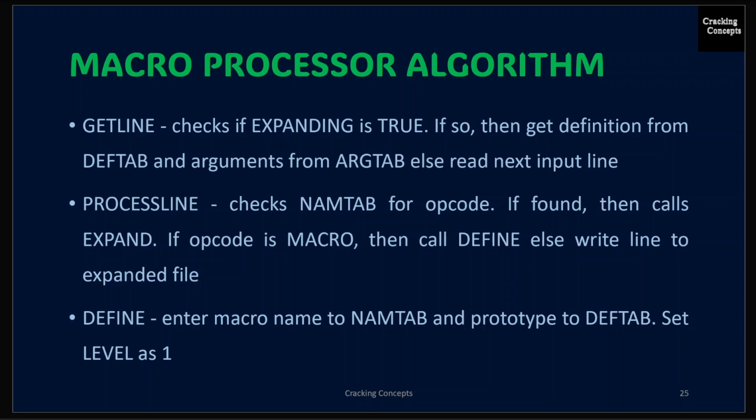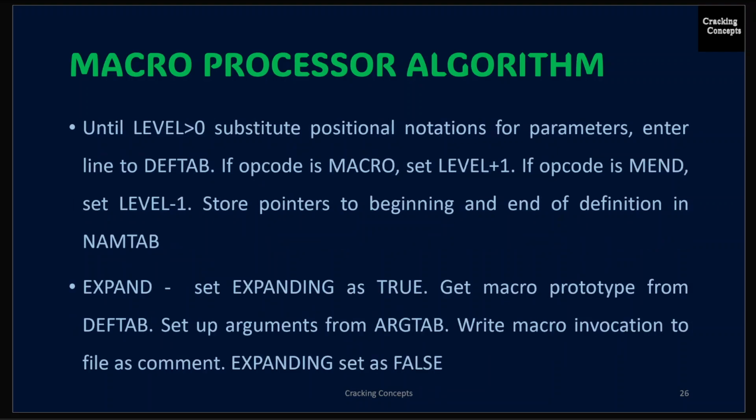Next procedure is process line, which checks the num tab for opcode. If the opcode is found, then it calls the expand procedure. Now, if the opcode is a macro, then it will call the define procedure, else it will write that line into the expanded file. Now, another procedure is define. Now, that enters the macro name into num tab and prototype to def tab. It also sets the level as 1. Now, until the level is greater than 0, it will substitute the positional notations for the parameters, thus entering the line to def tab. Now, if the opcode is a macro, then level is incremented by 1. If the opcode is mend, level is decremented by 1, and it stores the pointers to beginning and end of the definition in num tab.